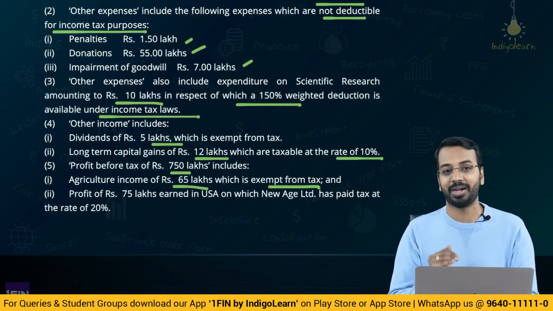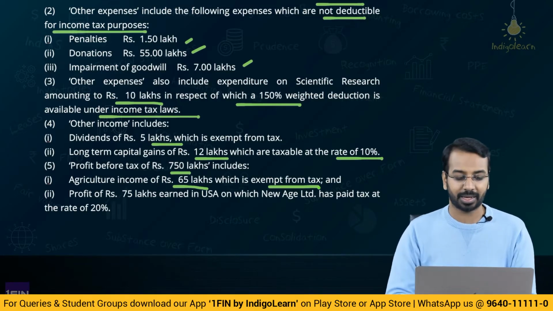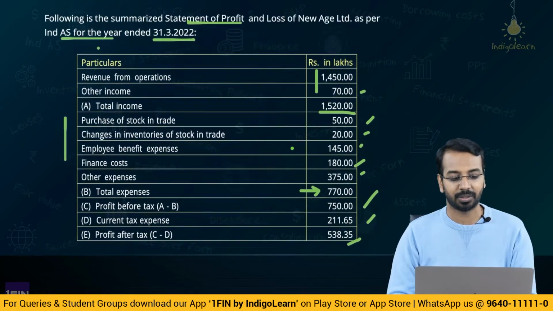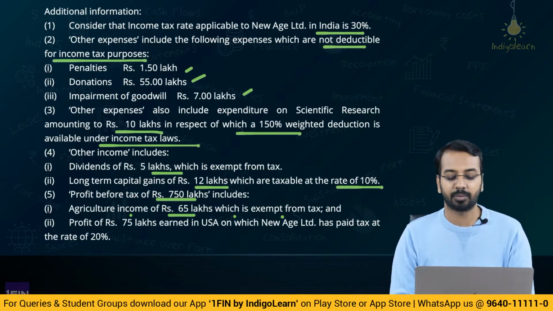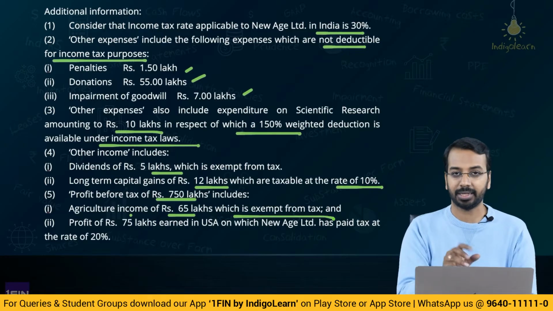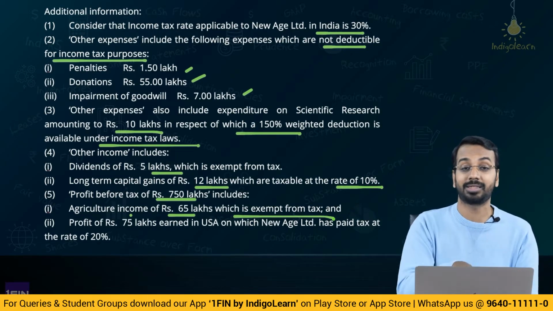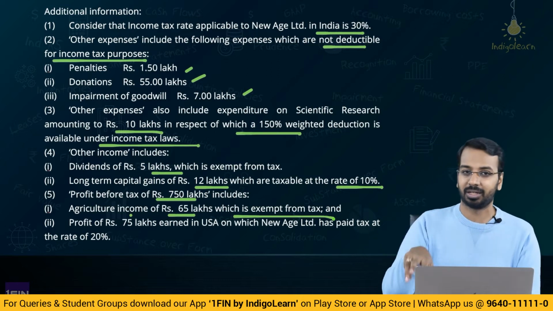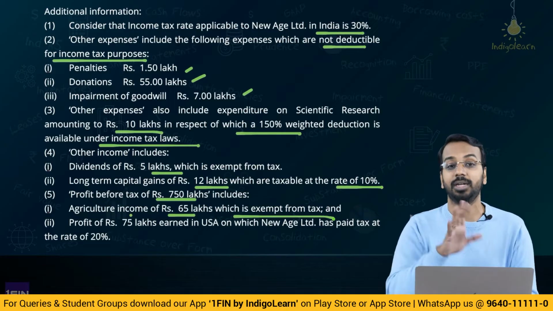Now one thing you have to keep in mind is, those 65 lakhs, we are saying it is exempt from tax, but it is a case of a company. So agricultural income is exempt from tax to the extent of 65 lakhs as far as this question is concerned. Don't mix this up with your income tax provisions, where there is agricultural income, partial integration, this and that. Ignore all of that. Here for this question, it is fully exempt.